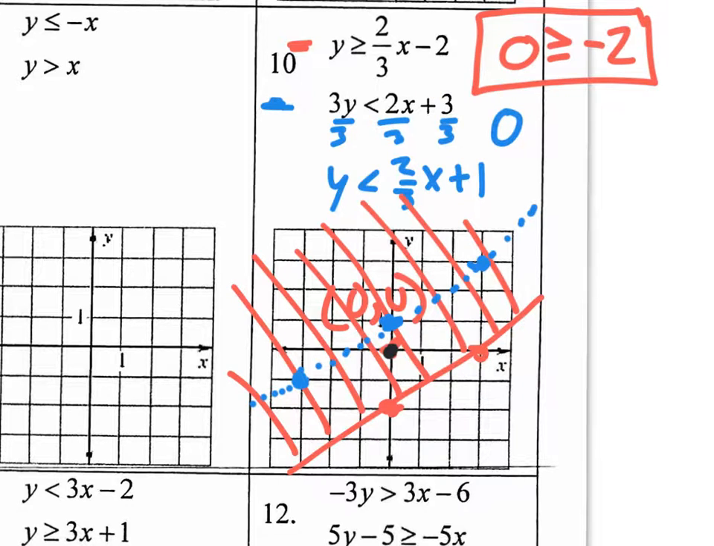So you really have 0 is less than 3. What do you guys think of that one? That's also true, which means that this 0, 0 coordinate is a solution, which means that all the solutions are going to be below the blue dotted line.